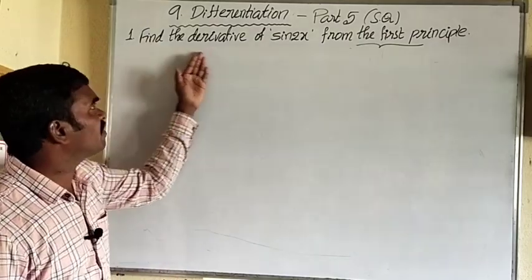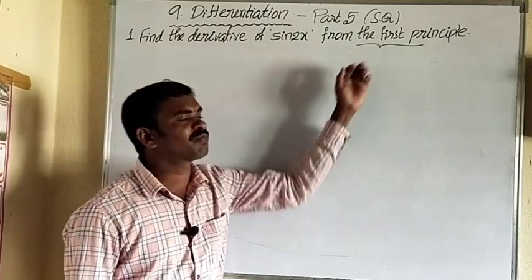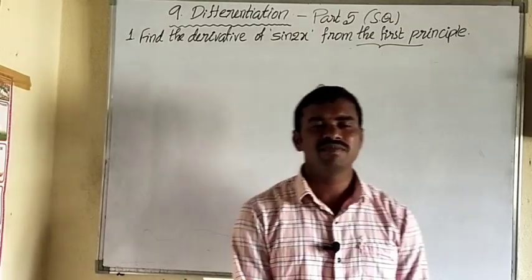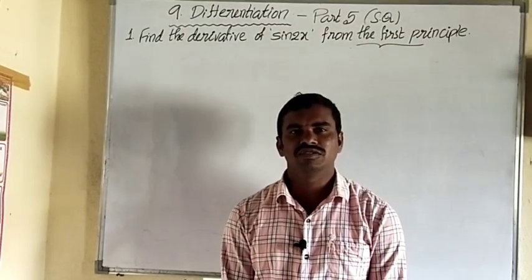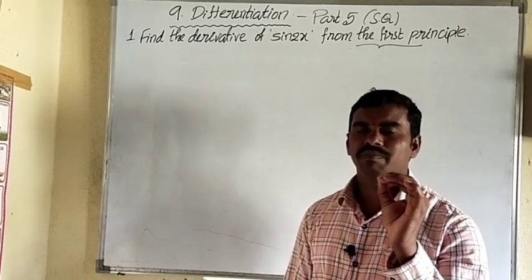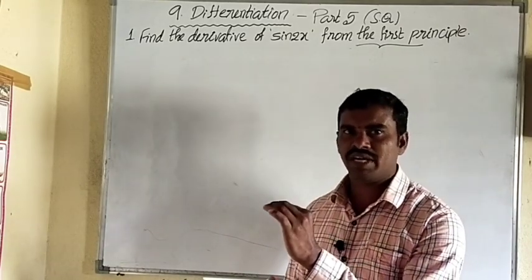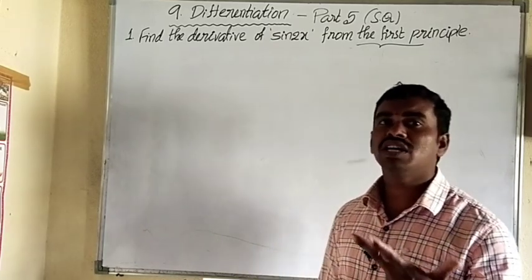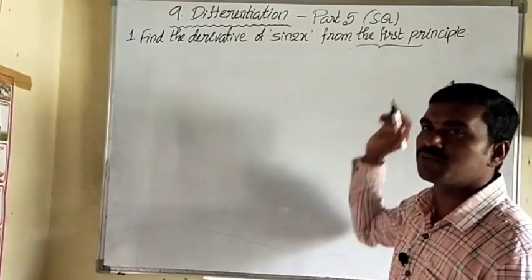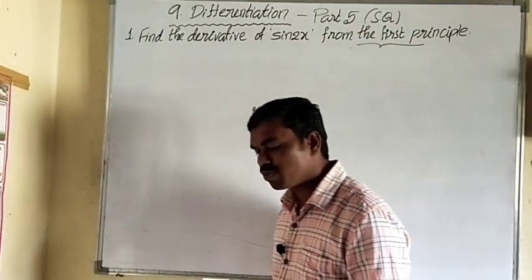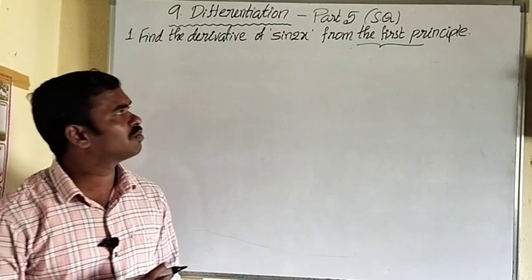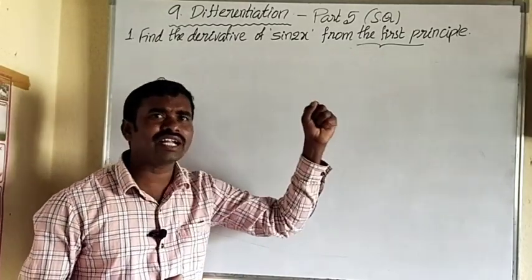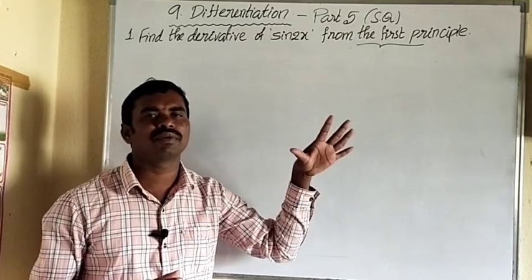First question: find the derivative of sin 2x from the first principle. As I told you at the start when discussing formulas, d by dx of x power n is n into x power n minus 1, d by dx of sin x is cos x. Those formulas are derived based on this first principle only. The importance of this first principle is that through it we can derive each and every formula, even if we do not remember the formula.